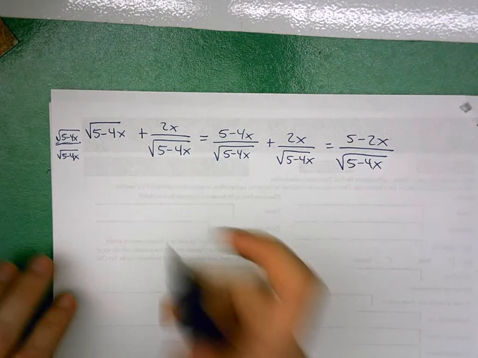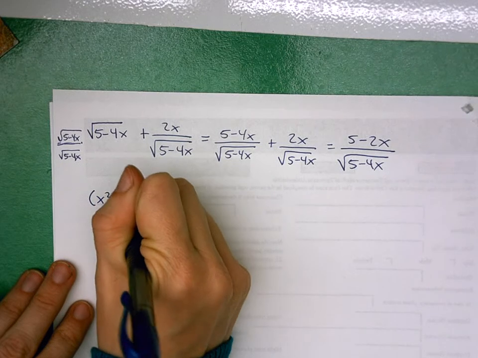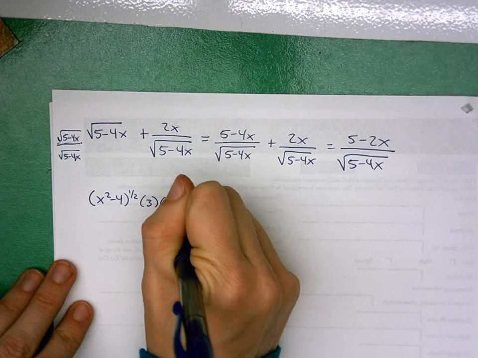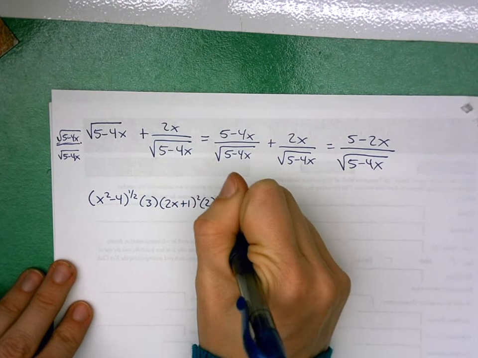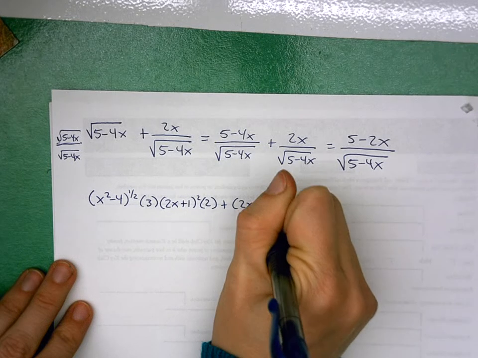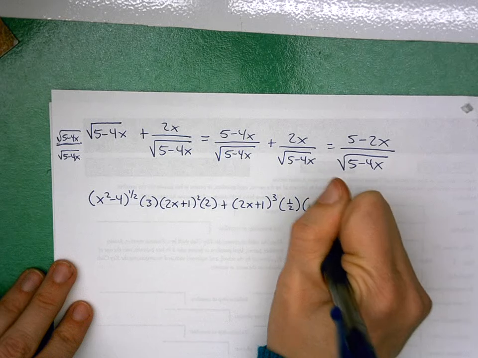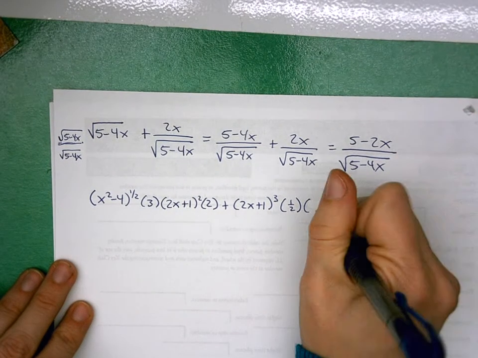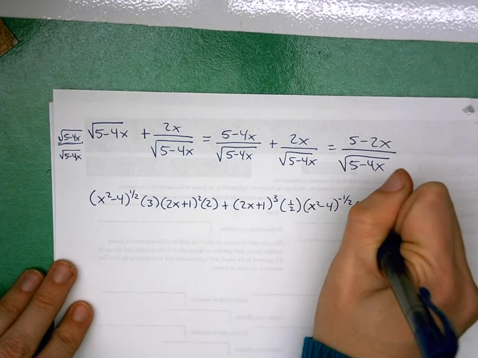Okay, one more like that. We have x squared minus 4 to the 1/2 times 3 times 2x plus 1 squared times 2, plus 2x plus 1 cubed times 1/2 times x squared minus 4 to the negative 1/2 times 2x.